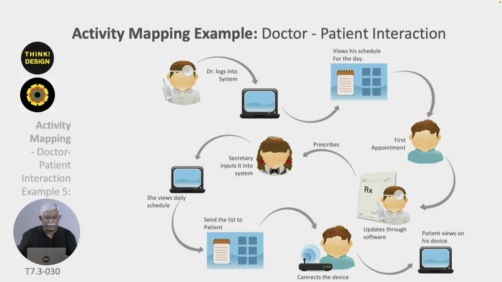Let us look at some more examples. This is an example of doctor-patient interaction. The doctor logs into the system, looks at the schedule, makes the first appointments, looks at the software, and then prescribes, which the secretary inputs into the system. That becomes the prescription for the patient, and he actually gets it on his computer or mobile. So, just the start process of it.